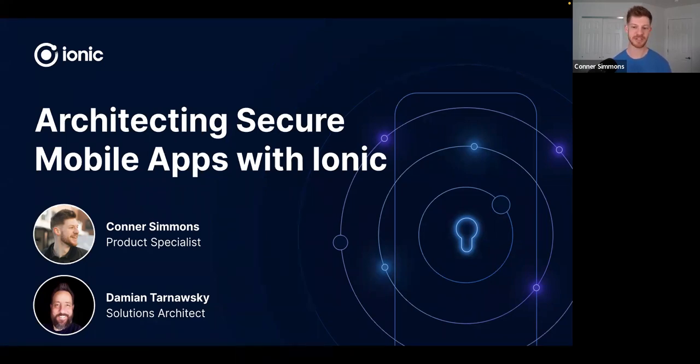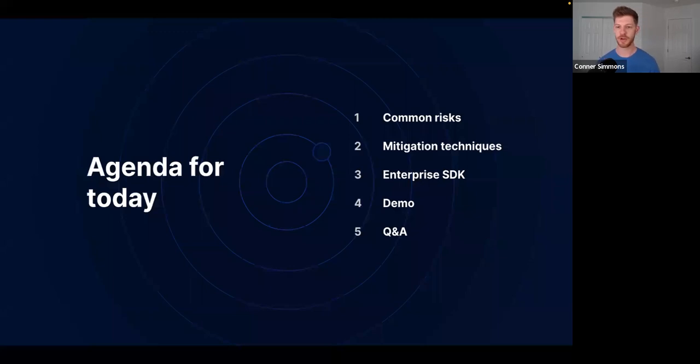But yeah, we're super excited to dive into the topic of architecting secure mobile apps with Ionic. But before we do, I just want to go over the agenda really quick. We'll start out with some common risks that often impact mobile applications, and then we'll jump into some of the mitigation techniques to minimize or prevent the potential impacts of these. We'll then discuss Ionic's Enterprise SDK, and we'll show you how it solves all these problems and how it works with a demo after that. And finally, we'll chat through any of the questions you guys might have had along the way.